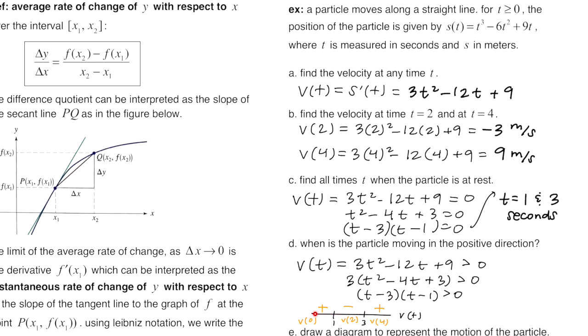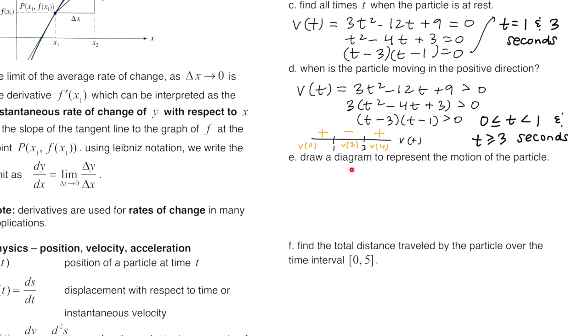And I want to point out one more thing. Up here it says t is greater or equal to 0. So this interval doesn't keep going, it starts at 0 and goes up to 1, and then from here it's going to be from 3 on. So the particle is moving in the positive direction from 0 less than or equal to t less than 1, and also t greater or equal to 3 seconds.